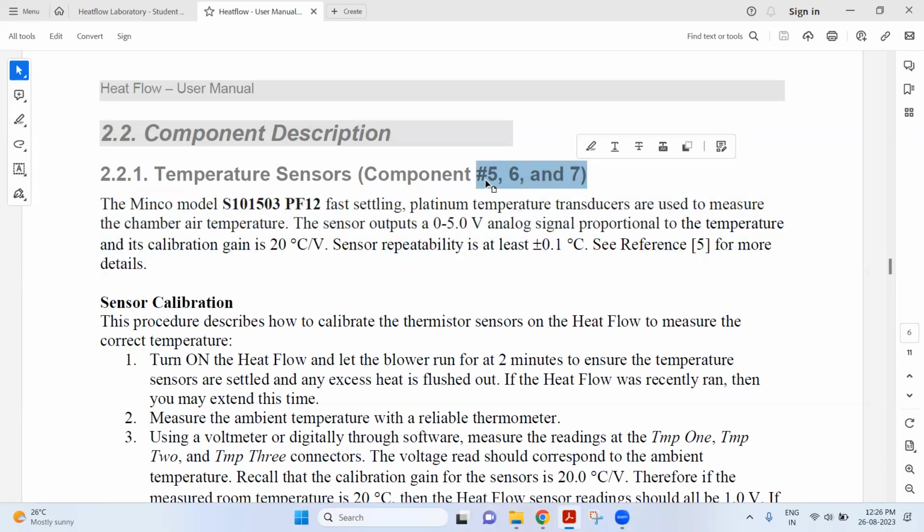All the three sensors are the same. 5, 6, 7 are the sensors, right? This is the main sensor topic they're telling.